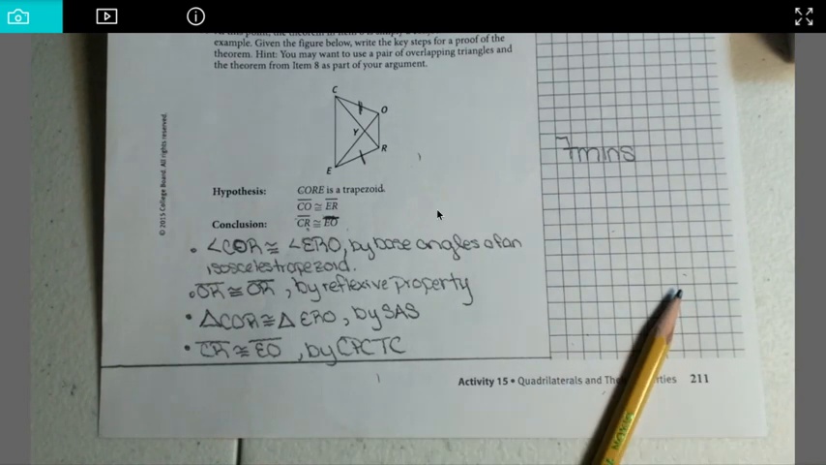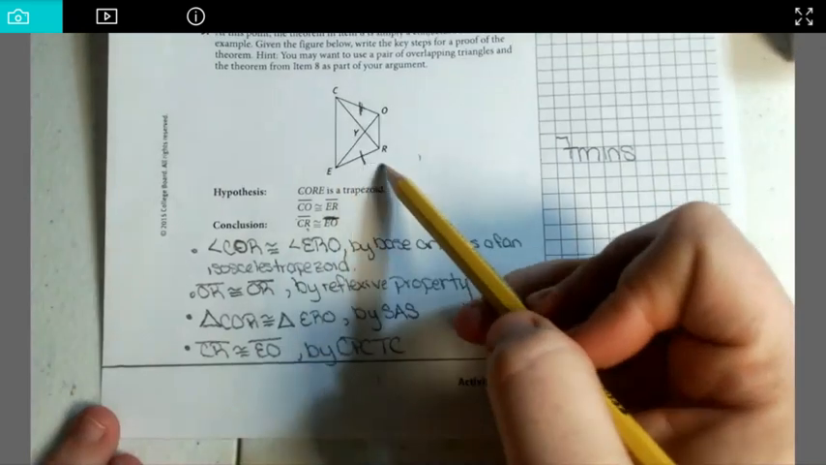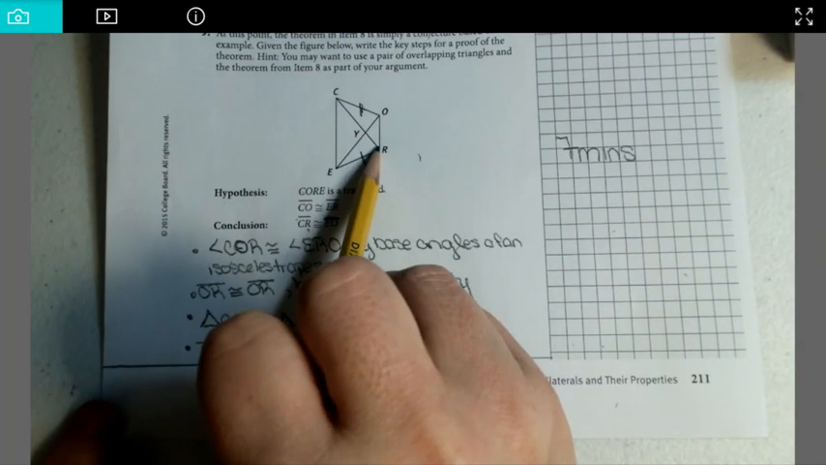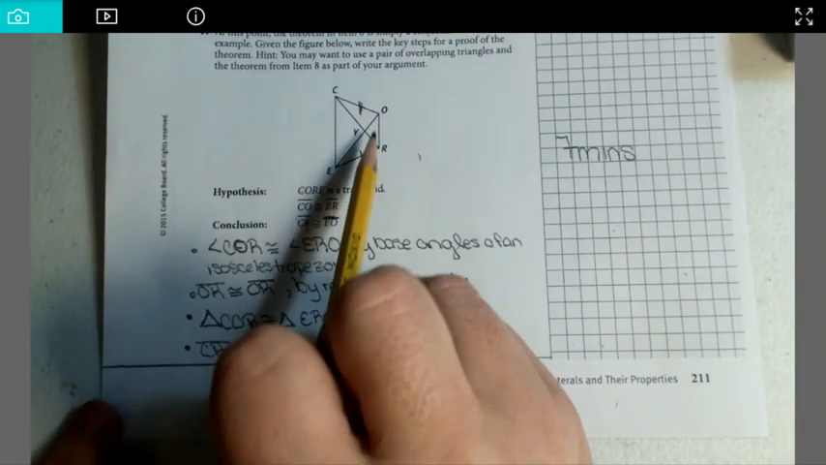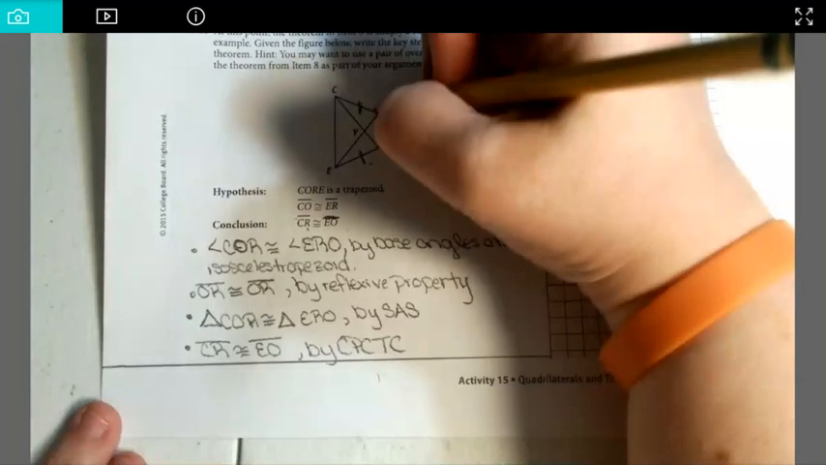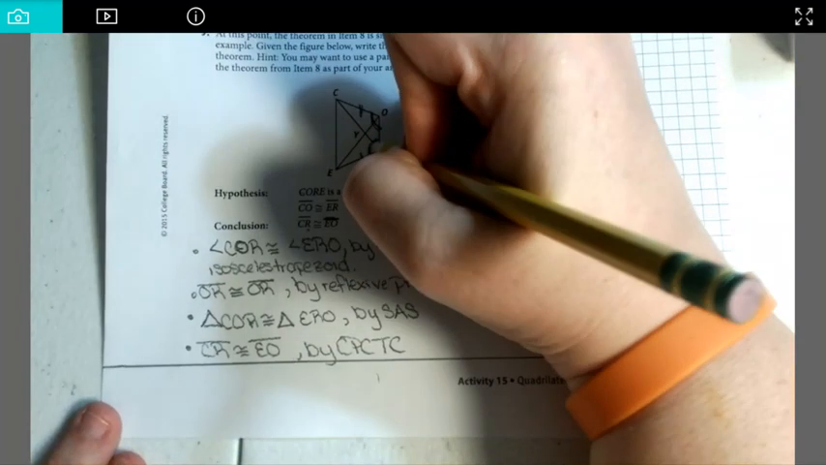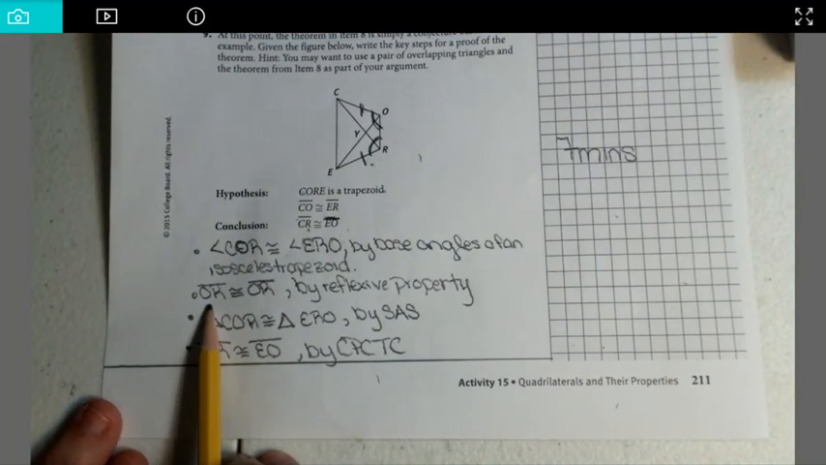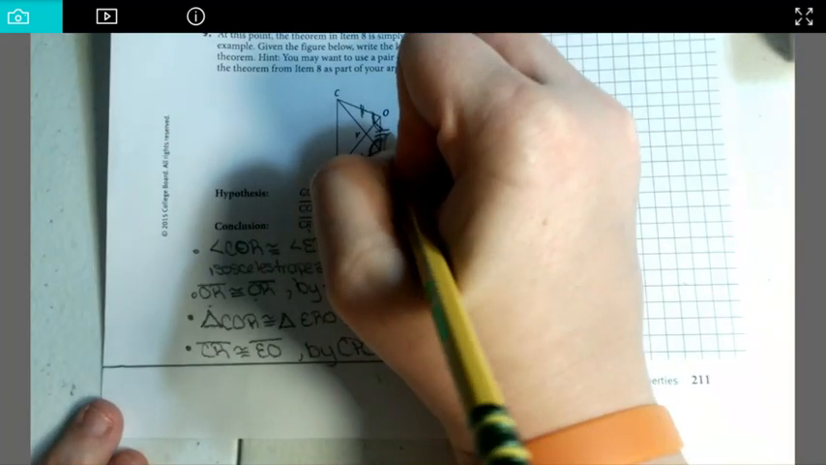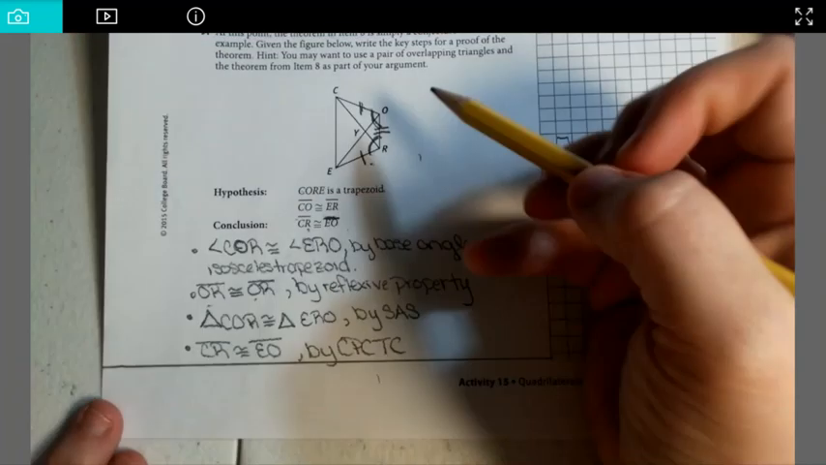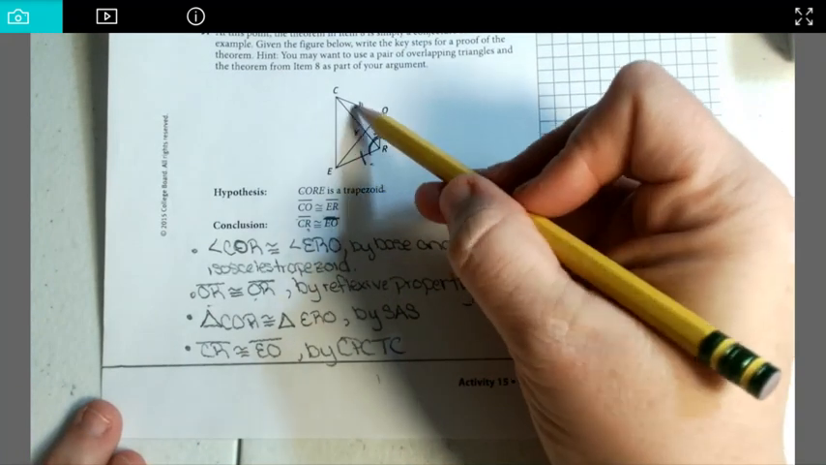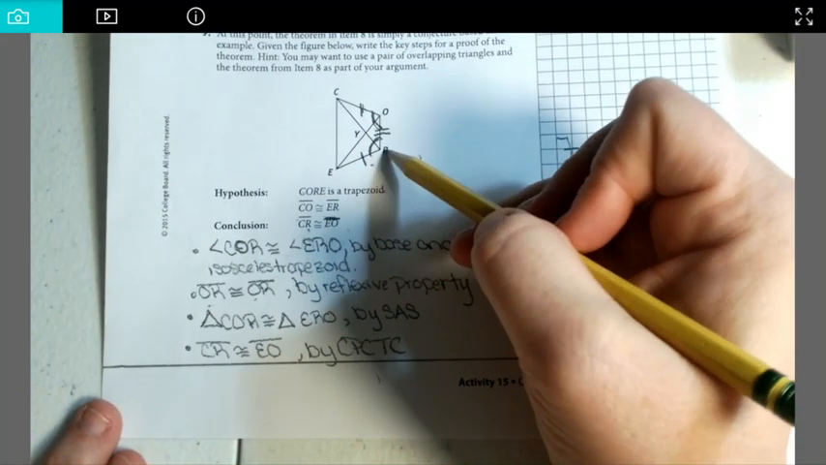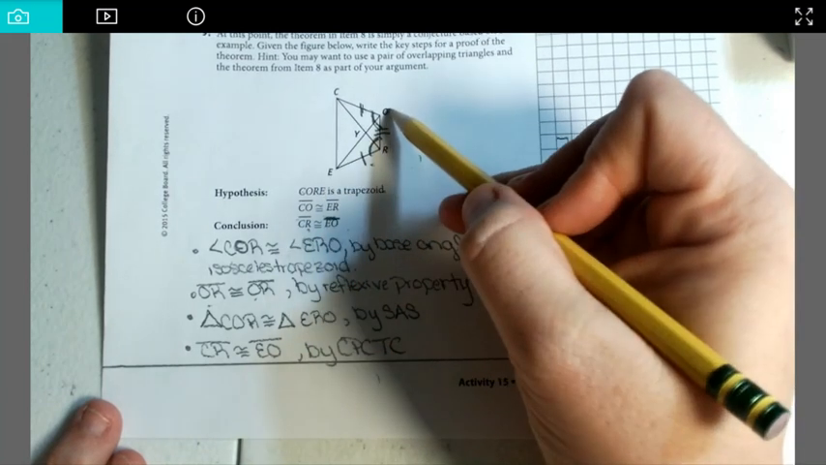All right, I have formed a very, very informal proof here, but they had already told us that CO was congruent to RE. I know that angle COR is congruent to angle ERO because this angle is congruent to this angle because they're base angles of an isosceles trapezoid. I know that OR is congruent to itself based on the reflexive property. So by side angle side, I can prove that COR is congruent to ERO.